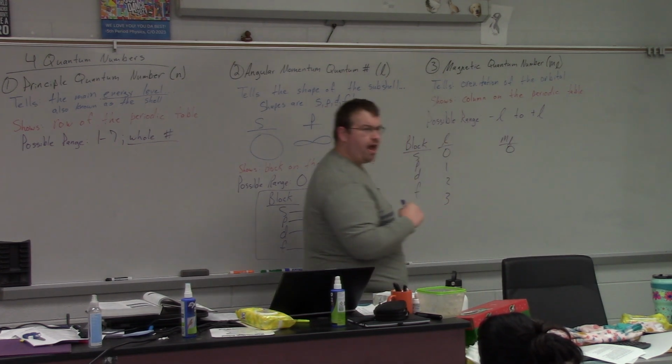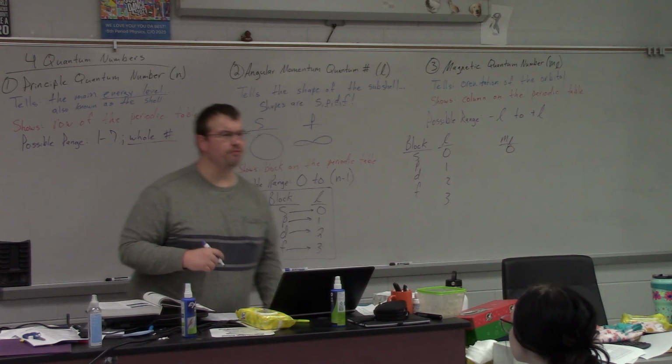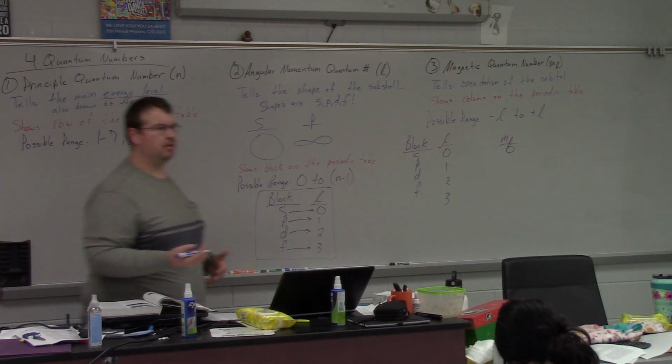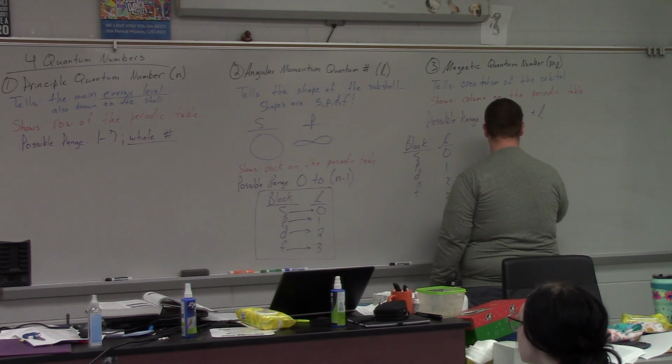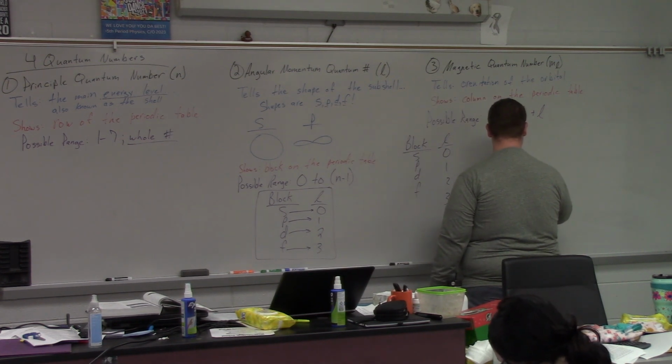P is 1, right? So we go from negative 1 to positive 1. But we go by whole integers. So negative 1, 0, 1.